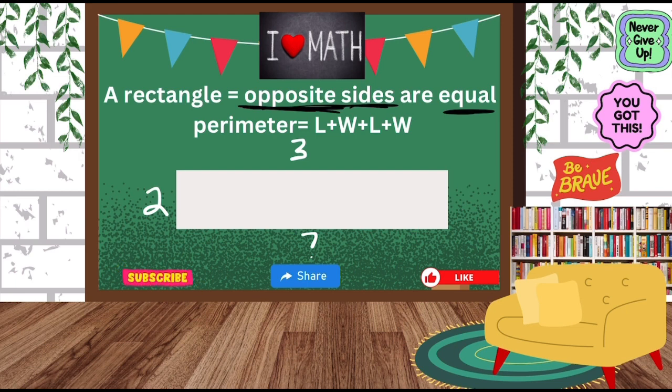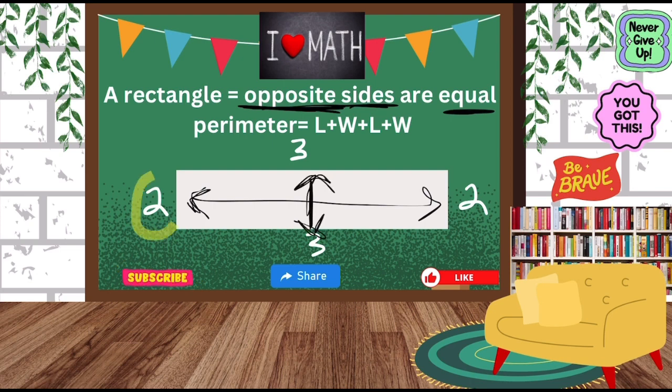So in this case, they gave me a side length of 2, so I know the other side has to be 2. They gave me a side width of 3, so I know the other side width at the bottom has to be 3. So I filled in the blanks. Once I filled in the blanks, I can go ahead and add them. So we have 2, 3, 3, and 2. So we're just going to add all the sides.